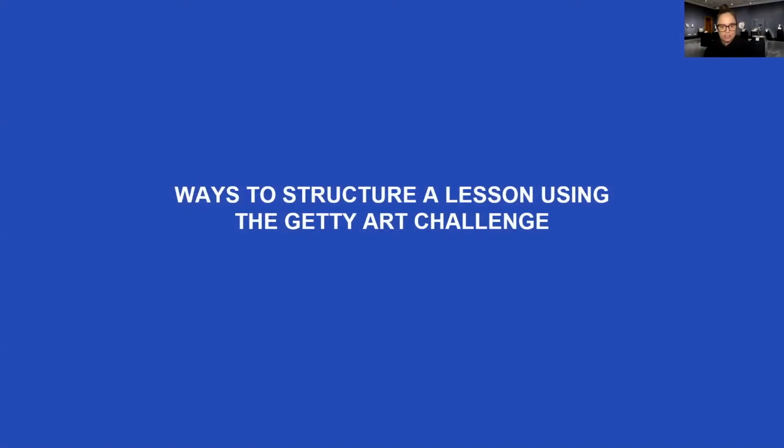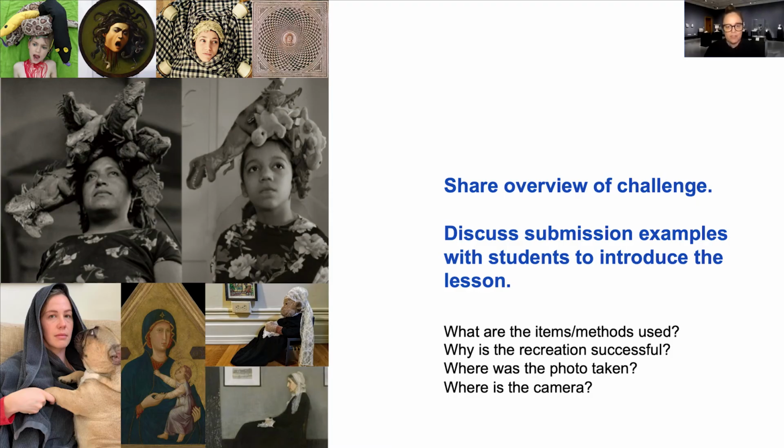Okay, so ways to structure a lesson using the Getty Art Challenge. Again, these are just things to think about that might help you when structuring a lesson. So much like I did with you earlier, it's a good idea to share an overview of the challenge, get their minds thinking about it, discuss submissions with students. It could be a video or an image of the work of art and then a recreation, and then really dissect it. Why is it successful?